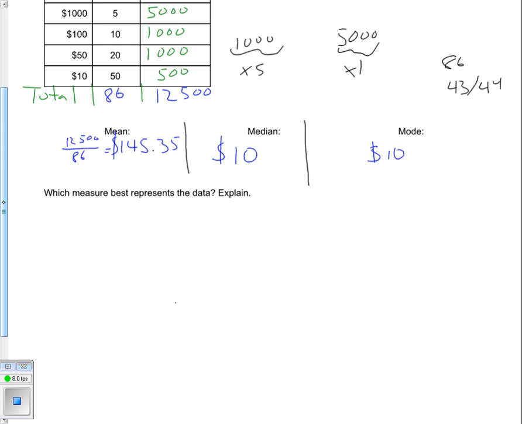The mean is very much distorted by a couple of people who have won a lot of money. One person won $5,000. Five people won $1,000. That's 10,000 out of the $12,500 that went to just six people. So most people's best prediction of what they're going to win is going to show up in either the median or the mode. And I would argue that it's actually going to be the mode, because the mode is the winning that happens the most.